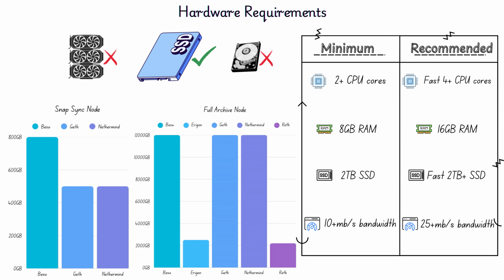And don't forget, execution clients aren't the whole story. Consensus clients also need space, about 200 gigabytes extra for beacon chain data. If you're running validators with a lot of keys, expect even heavier bandwidth demands on top of that.